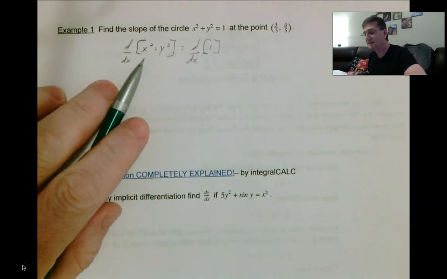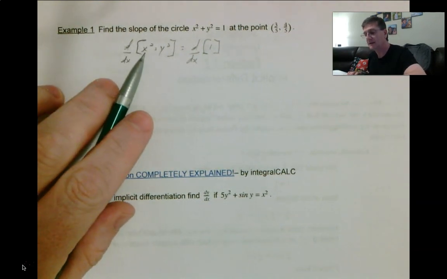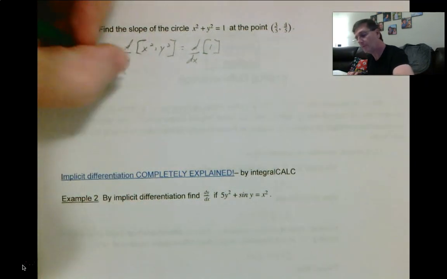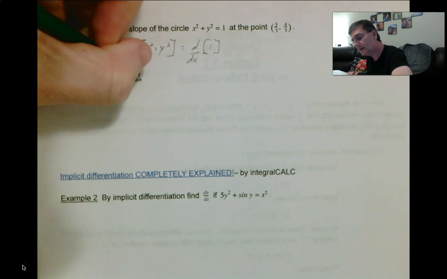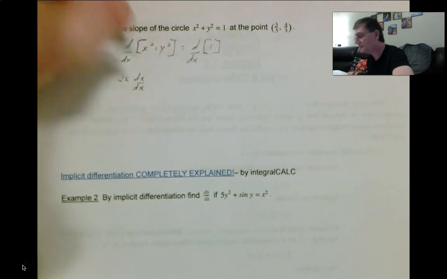Derivative of the left hand side of the equal sign is power rule: 2x dx/dx.